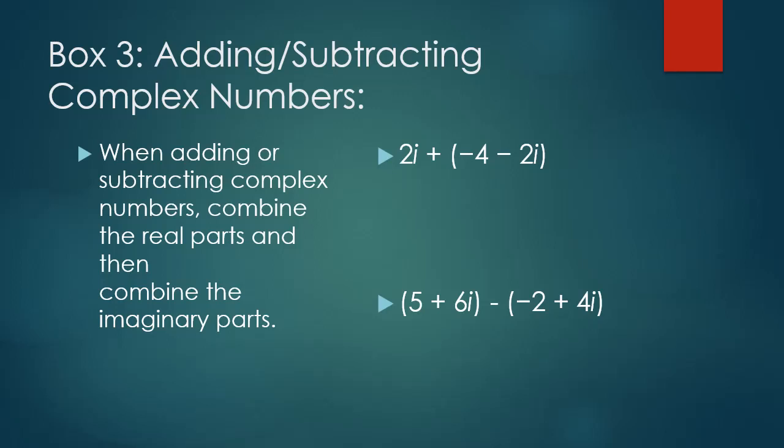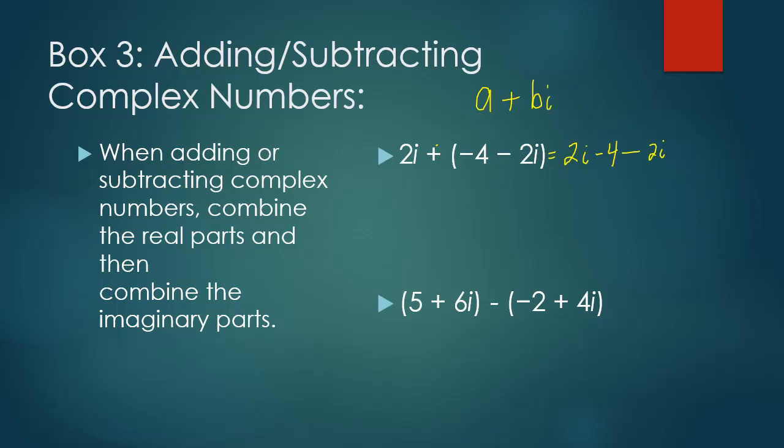So let's look at example 1. In example 1, we have 2i plus negative 4 minus 2i. Because there's no negative out here for me to distribute, I can actually just get rid of the parentheses. So this is 2i minus 4 minus 2i. And what we're trying to write it in is the form a plus bi.